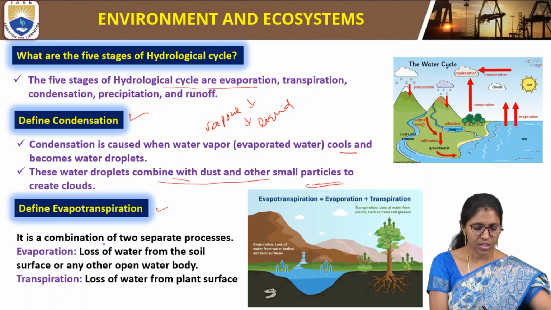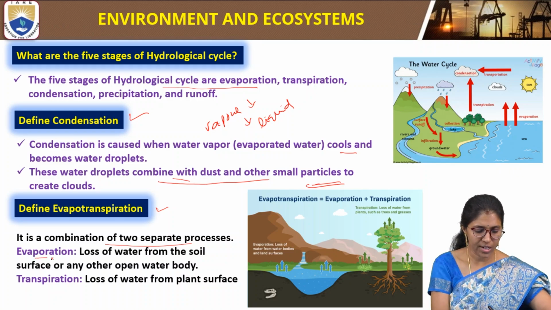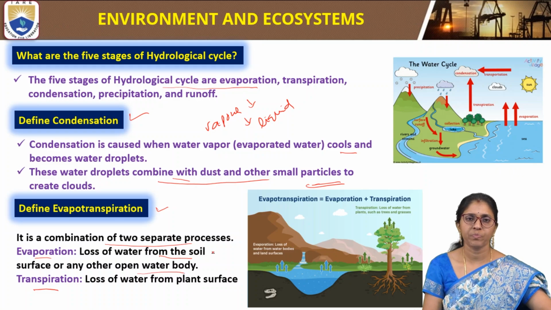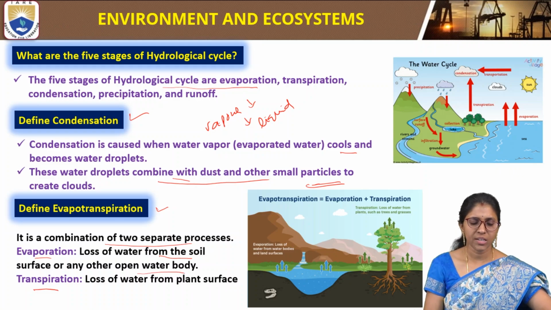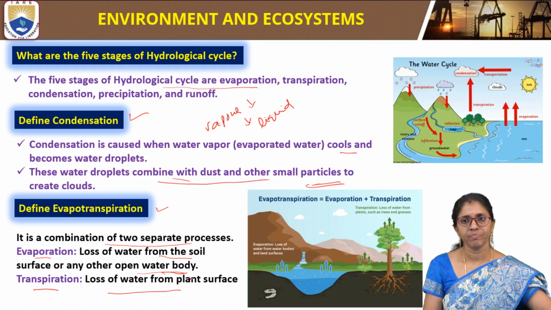It is a combination of 2 separate processes. Evapotranspiration is a combination of 2 processes: evaporation and transpiration. Evaporation means loss of water from soil, surface and any other open water body. Transpiration means loss of water from the trees and plants, from the plant surface.